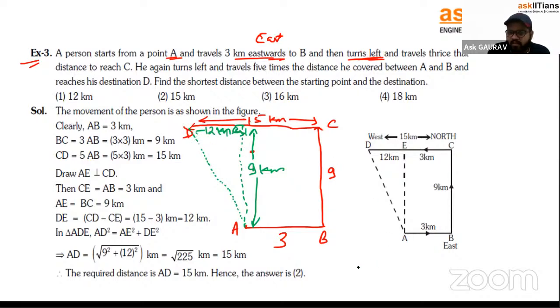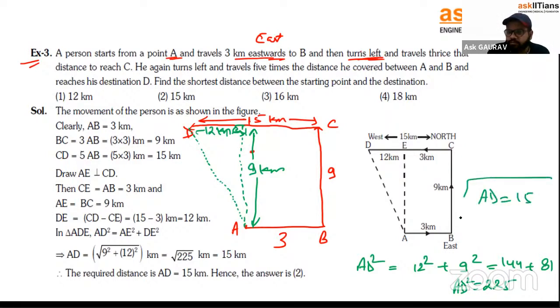So with the help of Pythagoras theorem, your AD square will be equal to 12 square plus 9 square, right? Your 12 square is 144 plus 9 square, 81. It will be 225 for AD square, right? From here, your AD will come out to be 15. Is that clear? The distance from A to D will be 15.